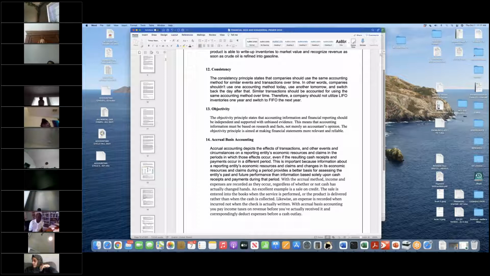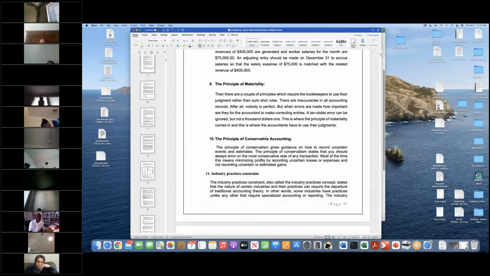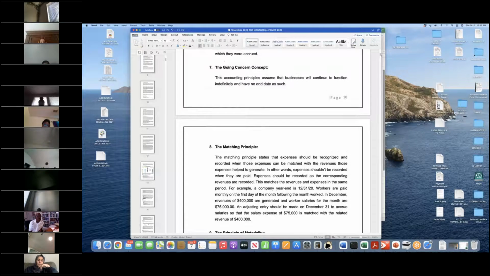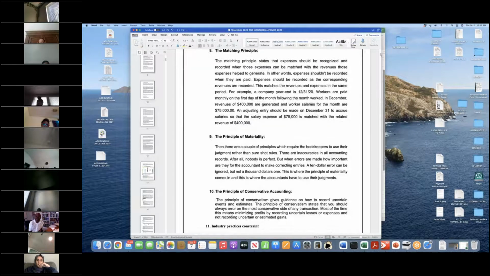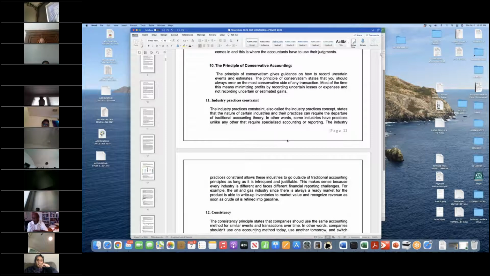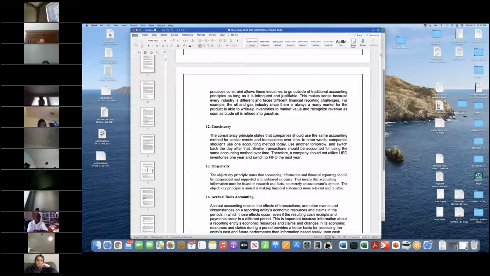And so you should be familiarizing yourself with 14, 8, and 6. So 6, 8, and 14, read this. It's in the primer, and we'll go back over it. But this is the background for adjusting entries.